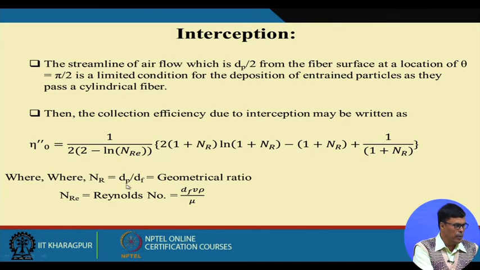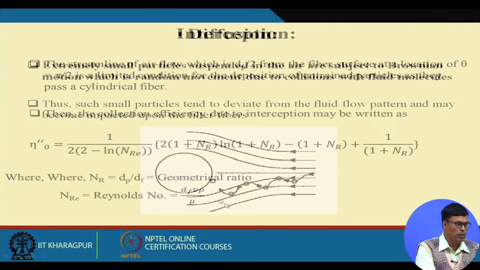Now here we come across a new geometrical term, what you call the geometrical ratio. What is the geometrical ratio? The geometrical ratio is nothing but the diameter of the particle divided by the diameter of the fiber. This is called the geometrical ratio. And NRe is the Reynolds number. The Reynolds number is the flow characteristic of the fluid, DF V rho by mu, where DF is the diameter of the fiber, V is the velocity of the air, rho is the density of air, and mu is the viscosity of air.